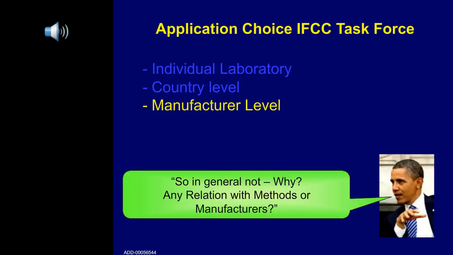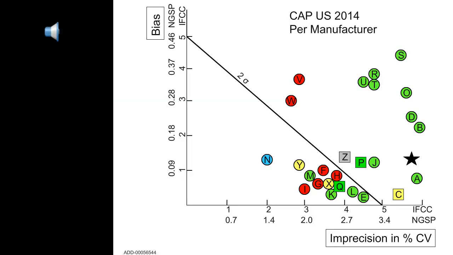We can also have a look at the manufacturer level. Obama is not satisfied. He says, okay, so in general, we don't meet the criteria. Why is that? Is there any relation with the methods or with the manufacturers? And also those data you can take from the CAP data. That's done in this figure.